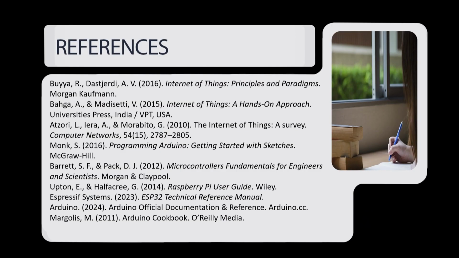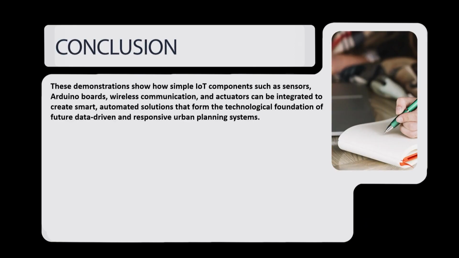These are some of the references that you can use. And to conclude, these demonstrations show how simple IoT components such as sensors, Arduino boards, wireless communication, and actuators can be integrated to create smart automated solutions that form the technological foundation of future data-driven and responsive urban planning systems.